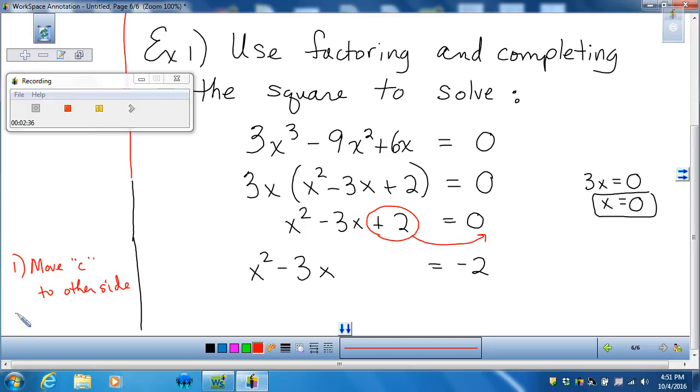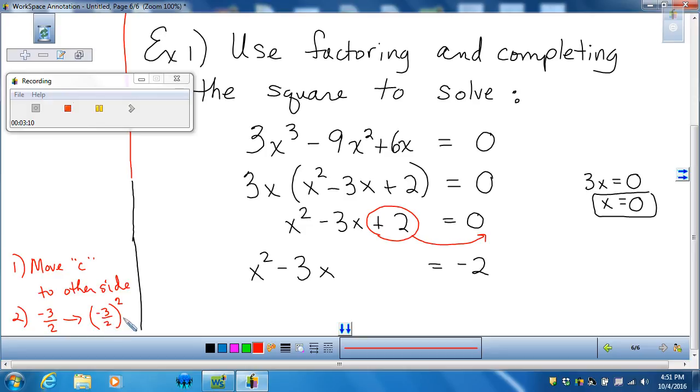Step 2, you're going to look at your middle term, which is the 3x. You want to take half of that value. So we're going to take that negative 3 and we're going to divide it by 2. Once I get that fractional value, now I'm going to take that number and I'm going to square it. The whole idea to completing the square is we need to add in a number that's going to be a perfect square. And that number just happens to be negative 3/2 squared.